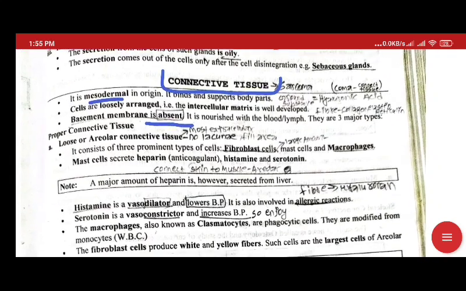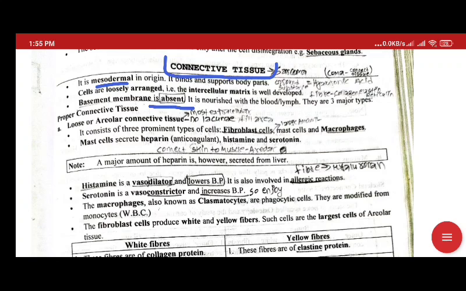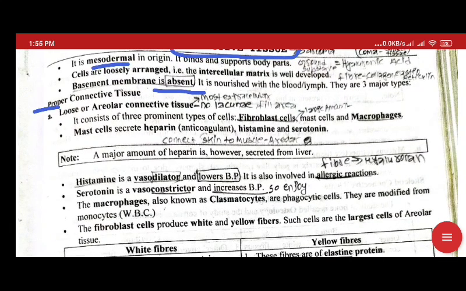Now we have three types of connective tissue. The first one is proper. In proper we have first loose connective tissue. In loose we have two types: areolar, and the other is adipose. Now first discuss about what?